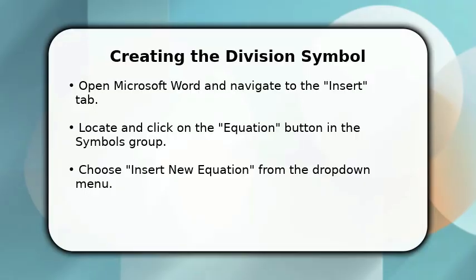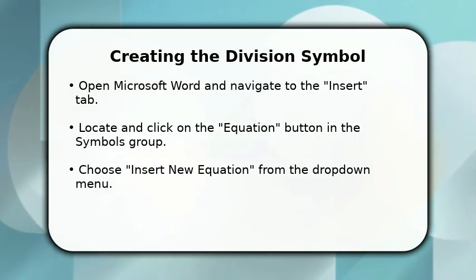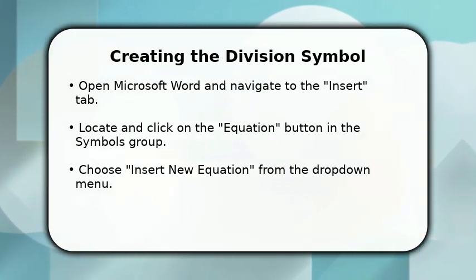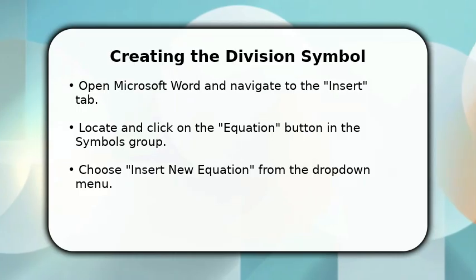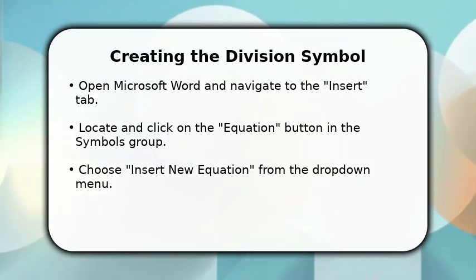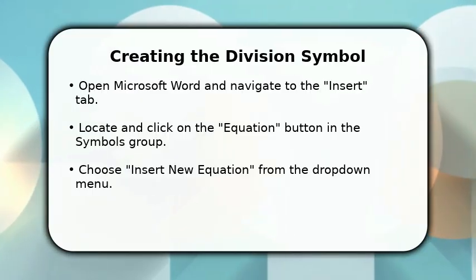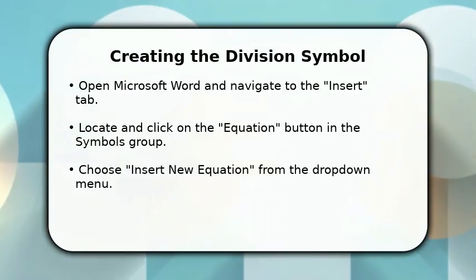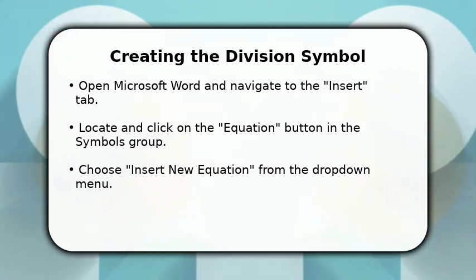Enjoy the video. In this video, I will show you how to make the long division symbol in Word. First, open your Word document. Then, go to the Insert tab located at the top of your screen. Look for the Equation button within the Symbols group and click it. From the drop-down menu that appears, select Insert New Equation to begin creating your mathematical expression. This will open a new equation editor box for you.